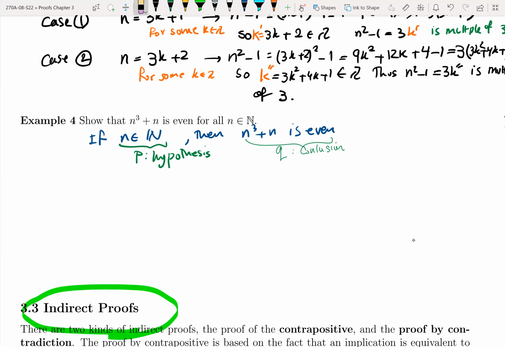So, first of all, before writing the proof, any idea how we can show n cubed plus n is always an even number? Do you guys have any idea why or how for any number n cubed plus n can be even? No idea?